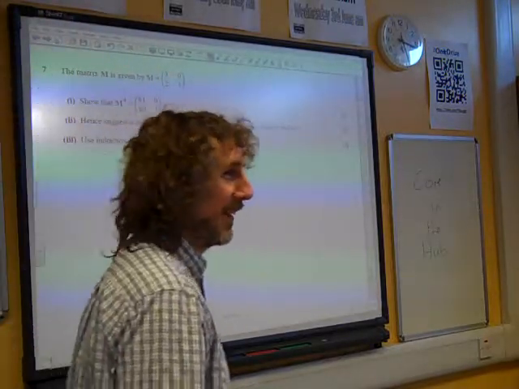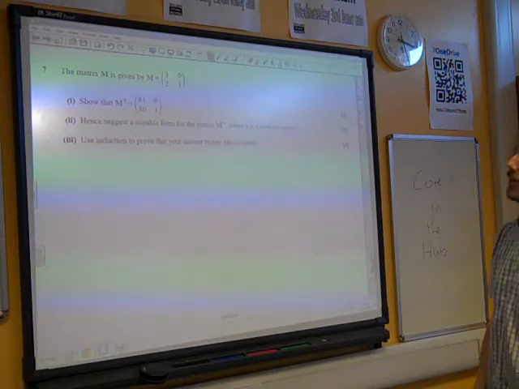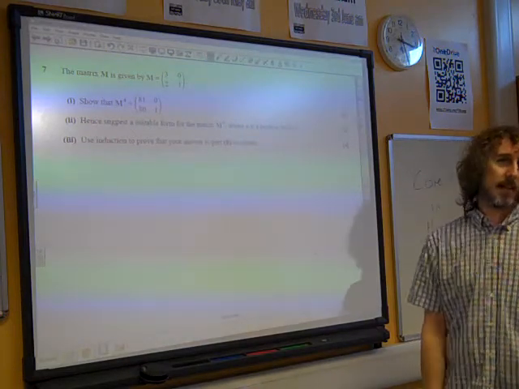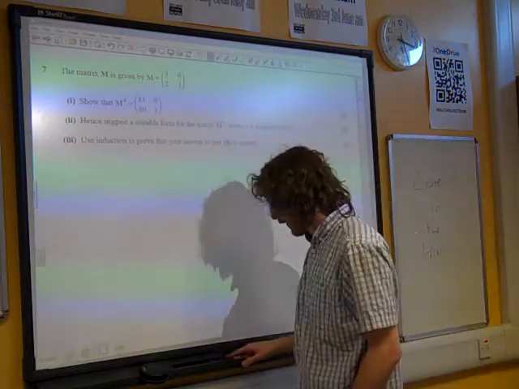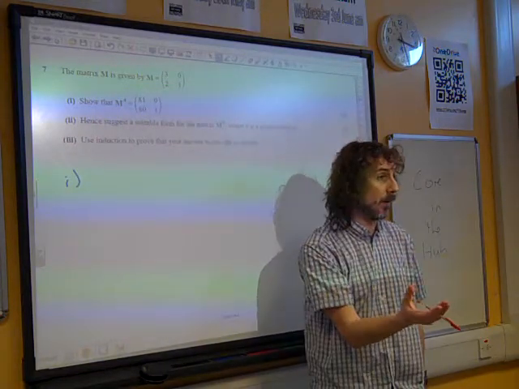Question 7. The matrix M is given by 3, 0, 2, 1. Show that M to the 4 is that. Right, so that's a nice start. We can do that. Part 1. Well, we need to get M squared first, don't we?